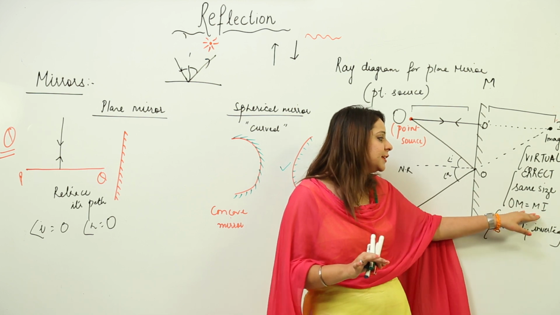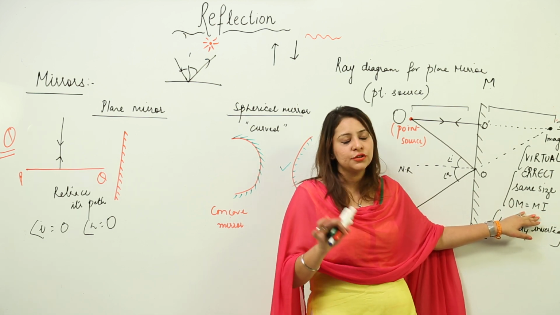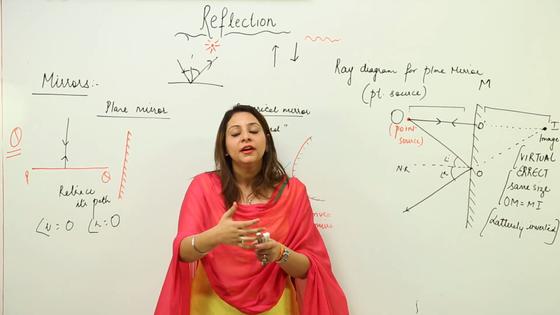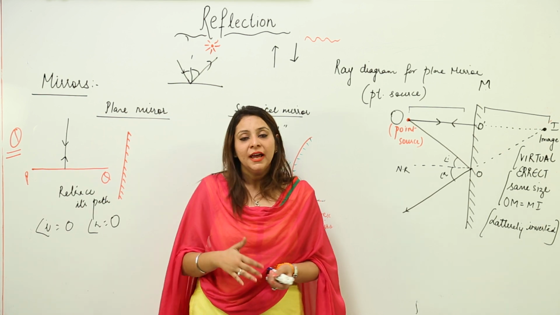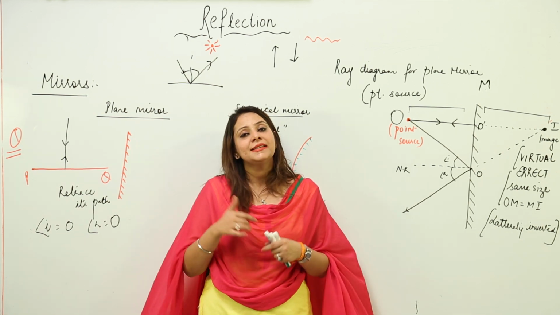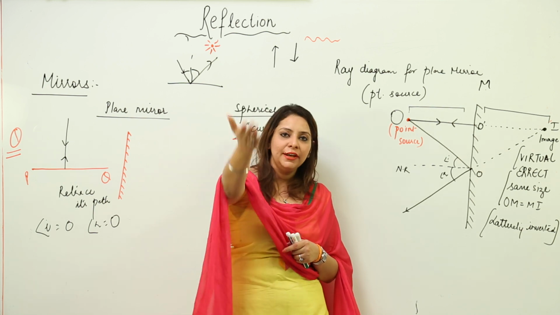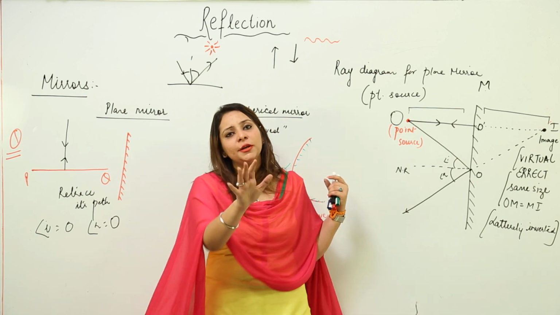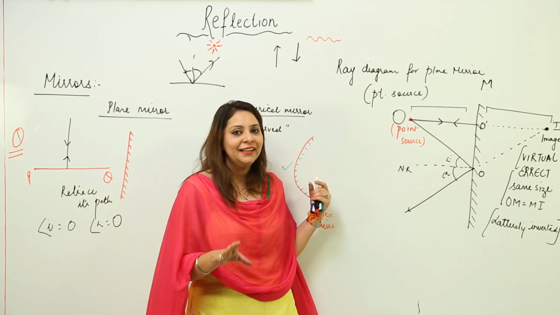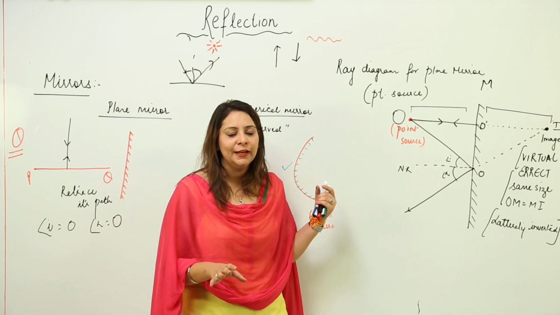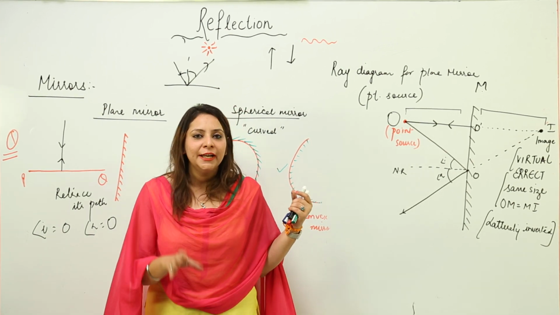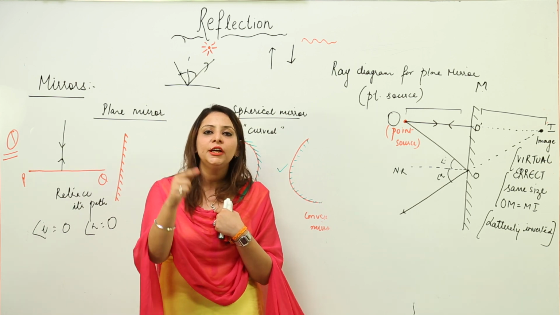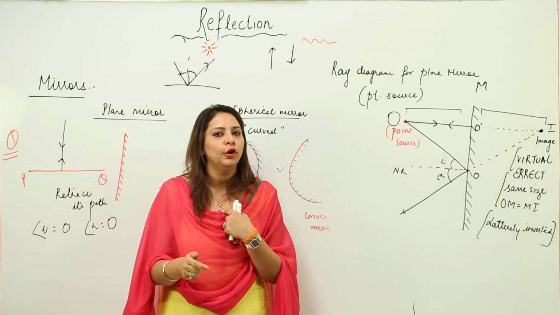And moreover, the distance of the object from the mirror is the same as the distance of the image from the mirror. Suppose you have a mirror, and if you are moving towards the mirror, then your image is also moving towards the mirror. And if you are moving away from the mirror, at the same time your image is also moving away from the mirror. It's not like you are moving away and your image is still there. It's not like that, right? It happens in horror movies, but not in real life. So whenever you observe yourself in a plane mirror, the distance of your object from the mirror will be equal to the distance of your image from the mirror.